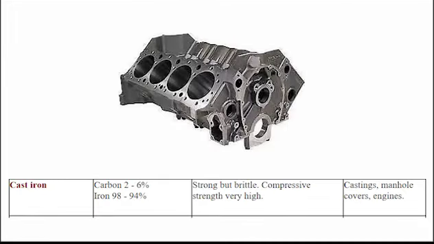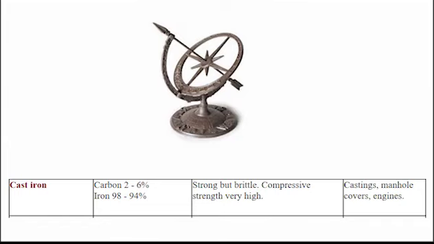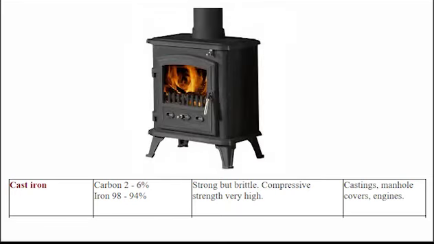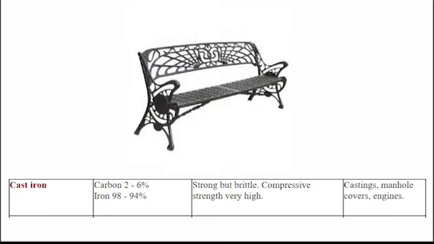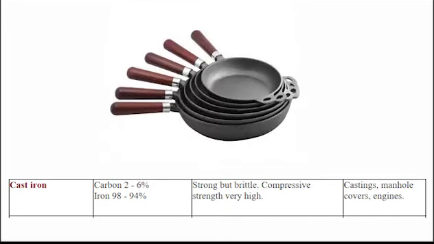Cast iron is a product of the early industrial revolution. It is composed of a carbon content of 2 to 6% and an iron content of 98 to 94%. It is strong, but it is brittle, which means its uses are restricted. It will not bend or flex without breaking or even shattering. However, its compressive strength is very high. It is used for castings, manhole covers, gates, outdoor furniture, stoves for heating, pots, and some decorative work.